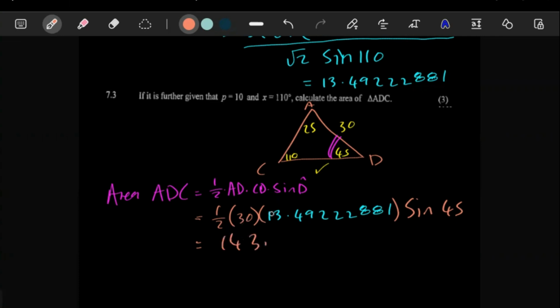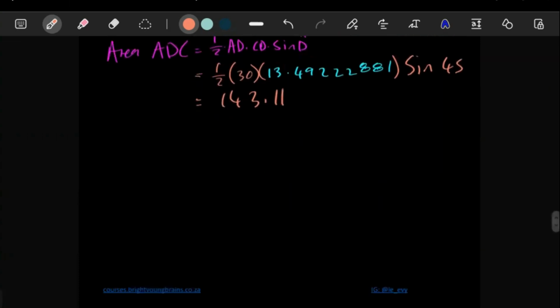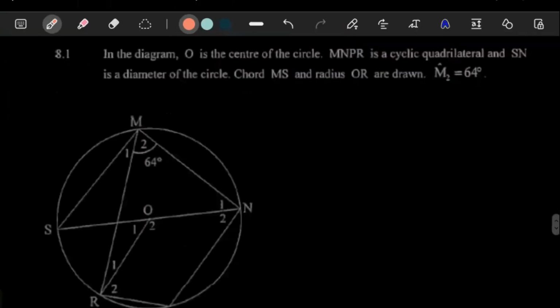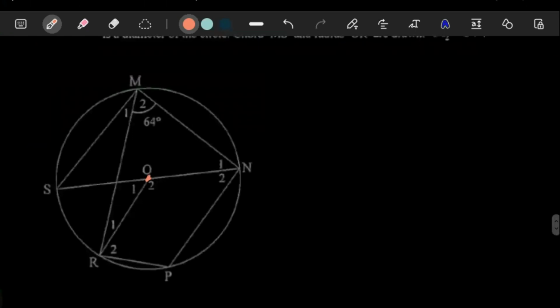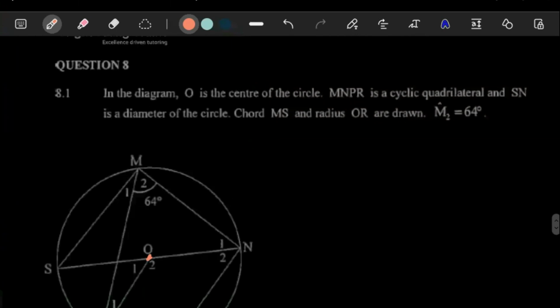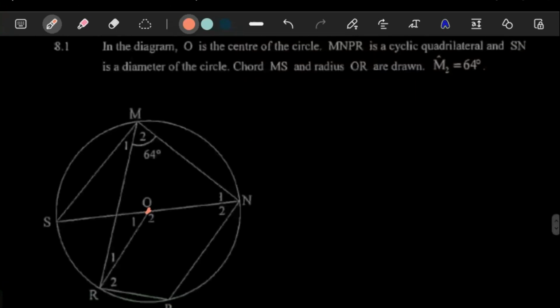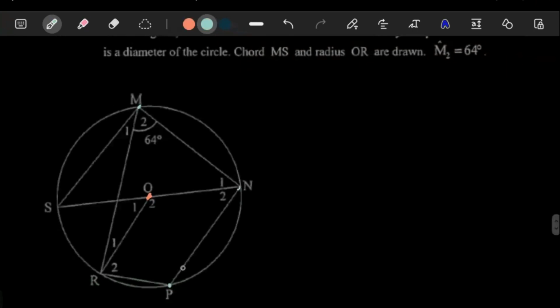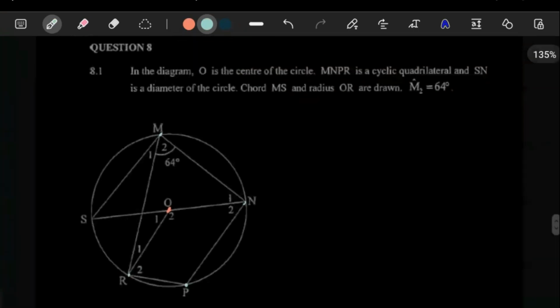This is like 143 in the calculator. Rounded off to 2 decimal places, it's 0.11. That's all good. In the diagram, O is the center of the circle. Okay. And then it says here MNPR. Where's MNPR? There's MNP. That's a cyclic quadrilateral. And then they said SN is a diameter.